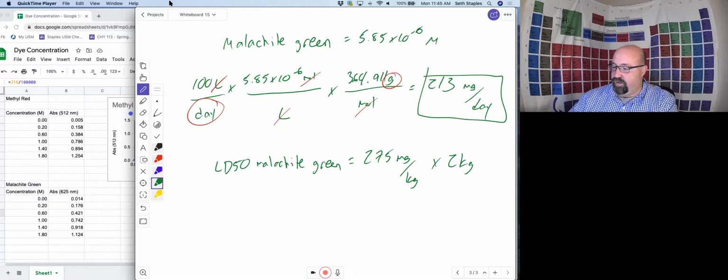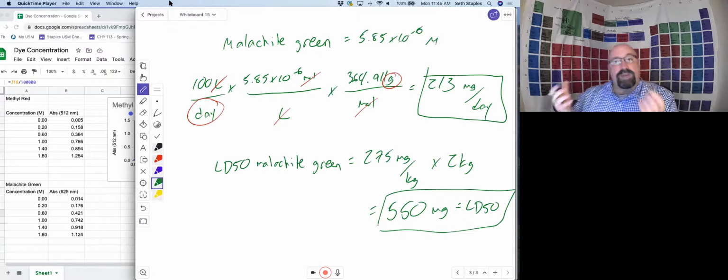We have our same 2 kilogram fish, and so a lethal dose to our fish would be approximately 550 milligrams. So that's our LD50 value for this particular fish. And so again, we can see that every day, the fish is not ingesting enough malachite green for it to be a lethal dose, most likely.